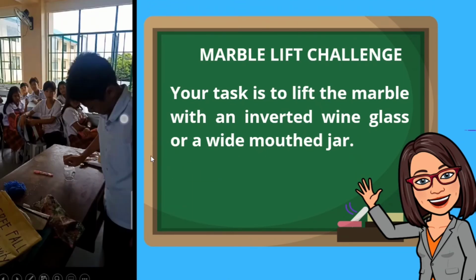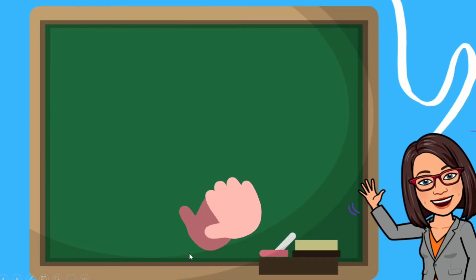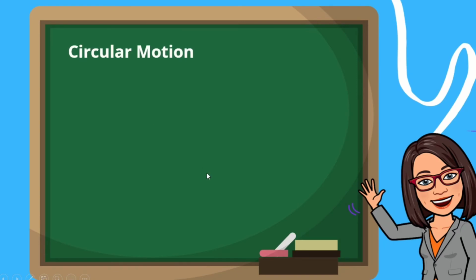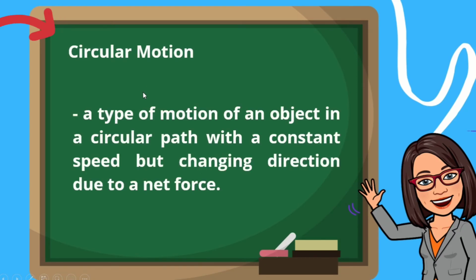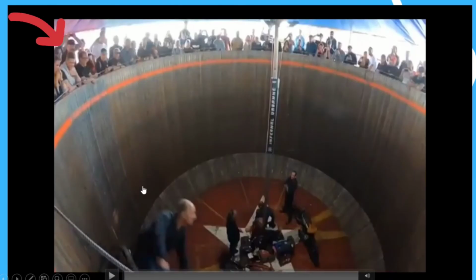So, the student was able to lift the marble nang hindi nahawakan yung marble by just using a wine glass. How are we going to explain that? That can be explained by circular motion. What is circular motion? A type of motion of an object in a circular path with a constant speed but changing direction due to a net force.